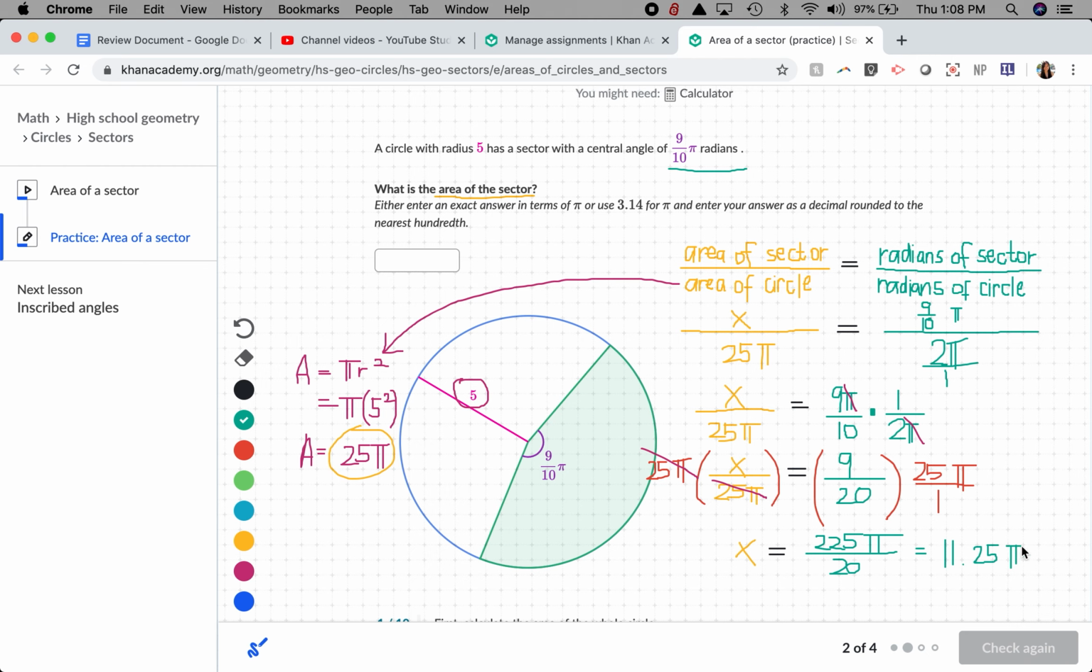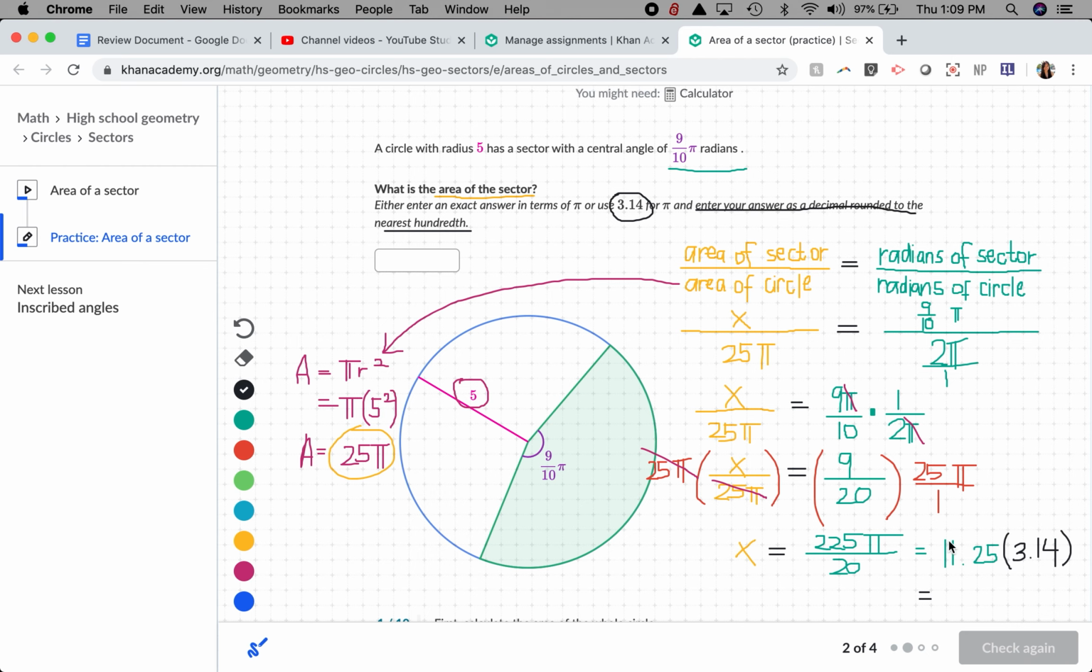Now the last thing I'm going to do, because the problem actually wants us to enter our answer as a decimal, rounded to the nearest hundredth, I am going to change this pi into 3.14 so that we can end up with a decimal. So again, I'm going to take away that pi and make that times 3.14, because pi and 3.14 are the same. They are equivalent. Well, it's rounded, but you get the idea.